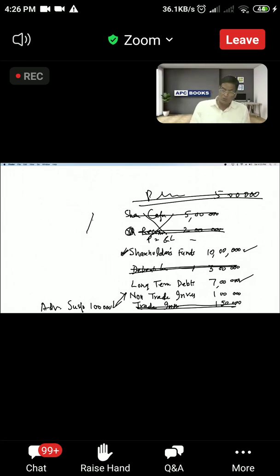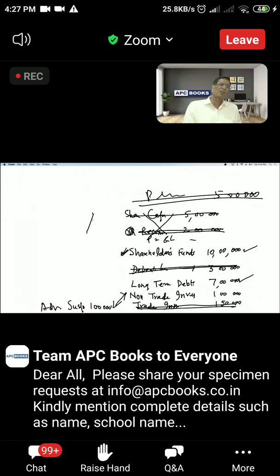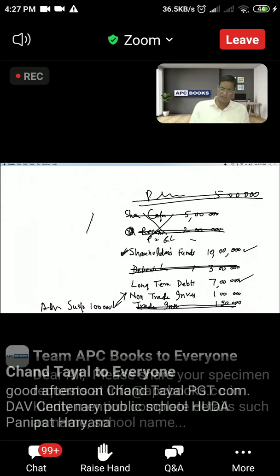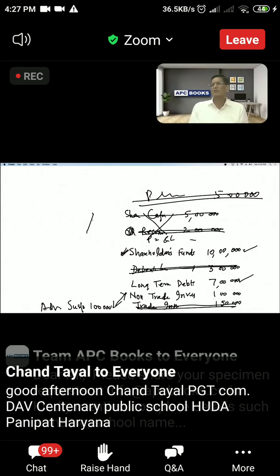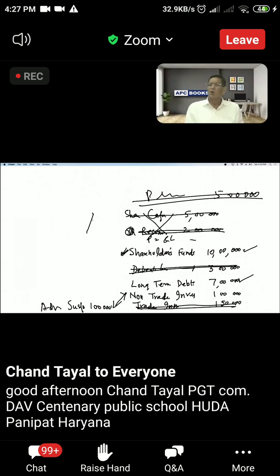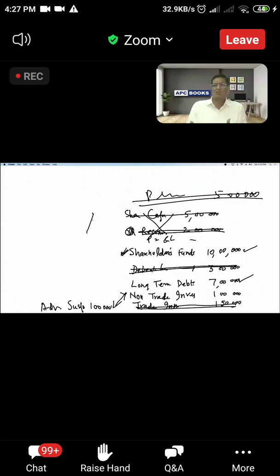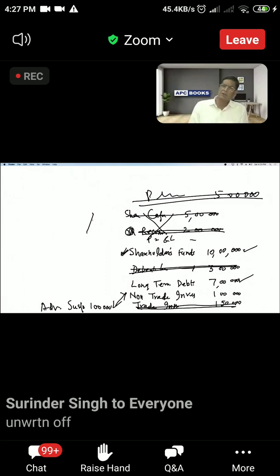Why are these two items to be deducted? Suppose a student puts a question to you: why, sir, why are these two items to be deducted? First, non-trade investments. Non-trade investment means we have put surplus money with our company. That surplus money is not being utilized in our company. We have purchased certain shares from that surplus money.